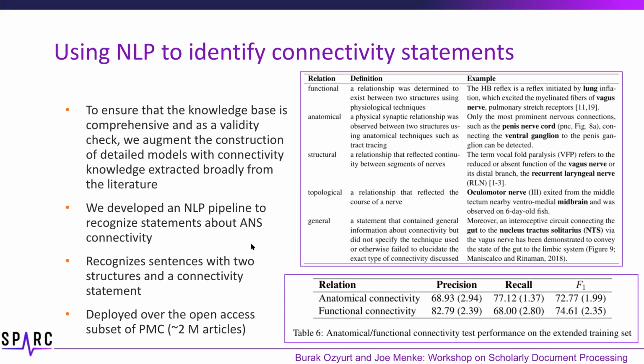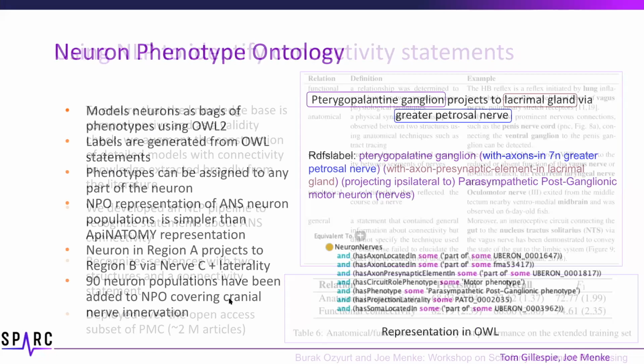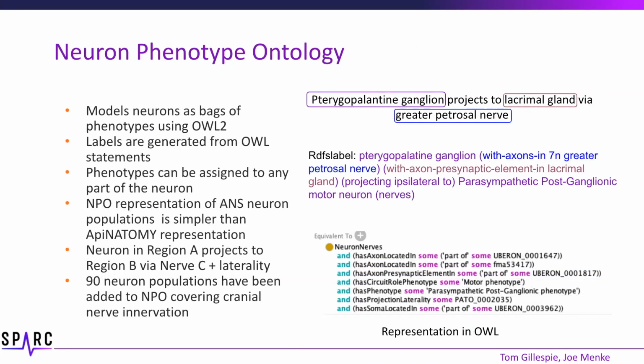So we developed an NLP pipeline that would recognize these things. We trained it, and we deployed that over the open access subset of PubMed Central, which is currently about 2.5 million articles. We were able to obtain a lot of these different types of connectivity statements. As I'll show, we use a curator to be able to track them down. But once we get these anatomical statements, we model them using a much simpler formalism than we do for ApiNATOMY, because oftentimes these are fairly generic and we don't have detailed information about their individual routes.